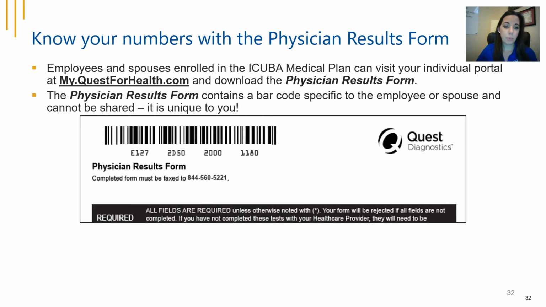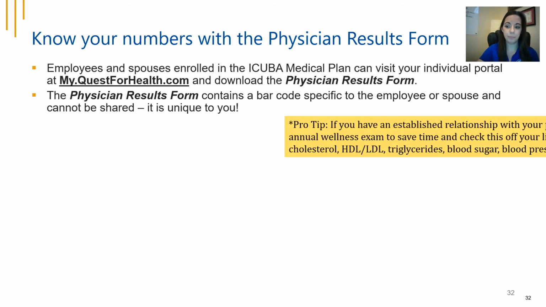The next step with the physician results form, each physician results form contains a barcode that's specific to the employee or spouse. So this cannot be shared, it is unique to you. So each employee and spouse need to set up their own account with myquestforhealth.com and download that form.